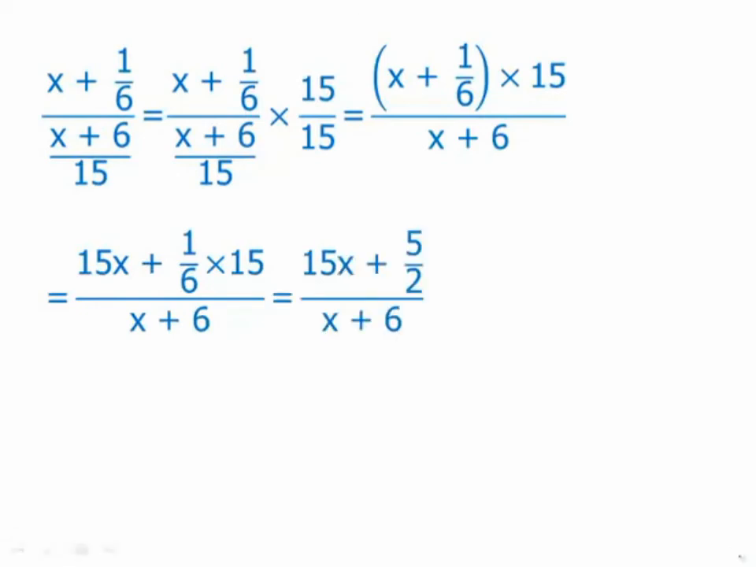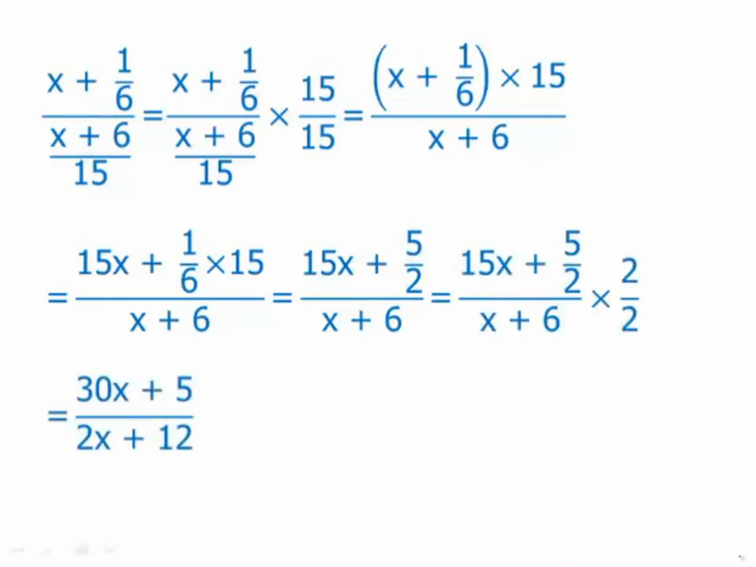Well, now I still have a fraction in the numerator. The fraction in the numerator has a denominator of 2, so I'm going to multiply the entire fraction by 2 over 2. And when I multiply through, I get this reduced version. So this is a simplified version equal to the original, but no longer a complex fraction. Now this is just a simple fraction with a single numerator and a single denominator.